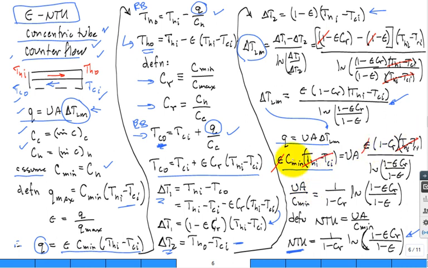Some cancellation of terms. Now you bring the UA and divide by C min. Why did we do that? Because other people have worked on this and they've identified that as the number of transfer units. And so now we see, oh yeah, here's the definition of number of transfer units. And then we see over here it's a function of effectiveness and the ratio of heat capacity rates.